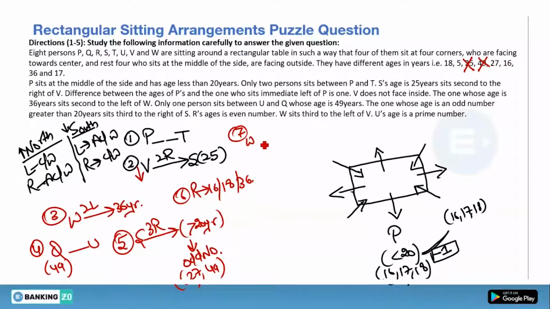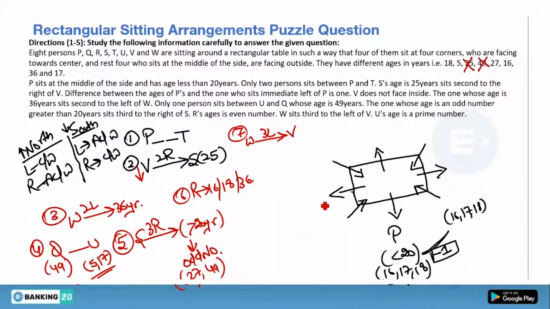Seventh point, from W, third left is V. So we can start from this point. Why? Because we know about V also at the second point, we know about V also in the 7th point. So we can start from this. First let's complete the puzzle. U's age is a prime number. So the prime numbers are 5 and 17. U can be 5 and U can be 17. So this is our complete puzzle set. I already told you we can start from the second and 7th points, because we are getting some connectivity from both these points.